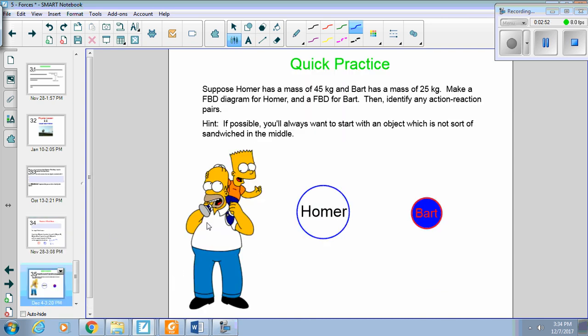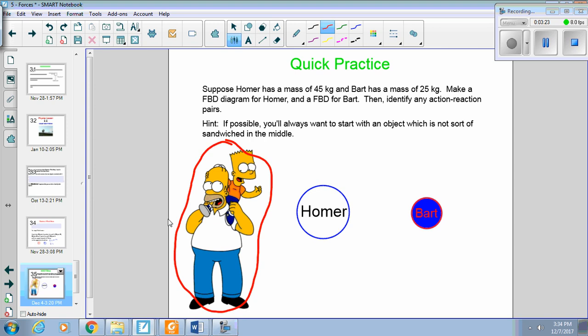Let's look at Homer. Homer has a mass of 45 kilograms, and Bart has a mass of 25 kilograms. Now, what makes this different than other free body diagrams that we've done is that Homer and Bart are a system of interacting components, right? Bart is sitting on Homer's shoulders. So Bart is applying a force to Homer. Homer is applying a force to Bart. The ground is applying a force to Homer. So we have to deal with all of those forces.